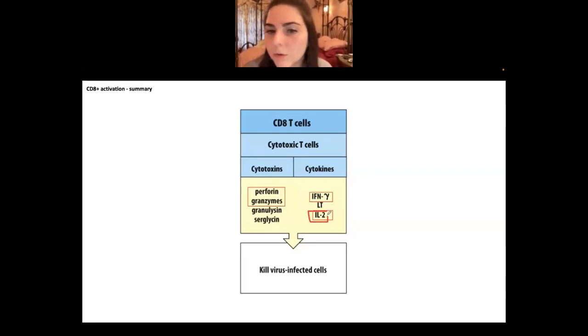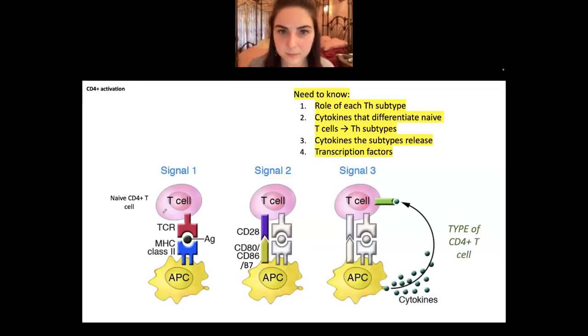IL-2, just because it's cool that it's stimulating its own growth. Interferon gamma preps that cell to get ready to be killed, and then it secretes the killers, perforin and granzymes, just like NK cells. NK cells also secrete perforin and granzymes. Interferon gamma also plays a role with CD4 positive activation, so it's going to be good to keep these all straight. Maybe have a chart.